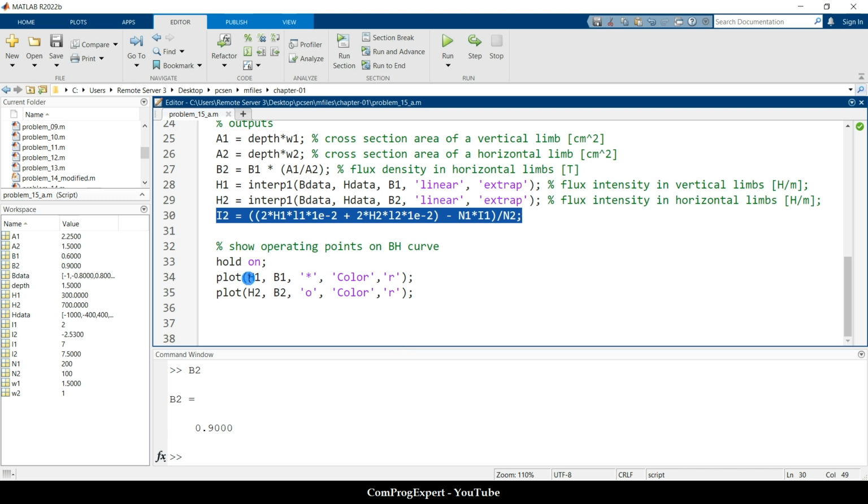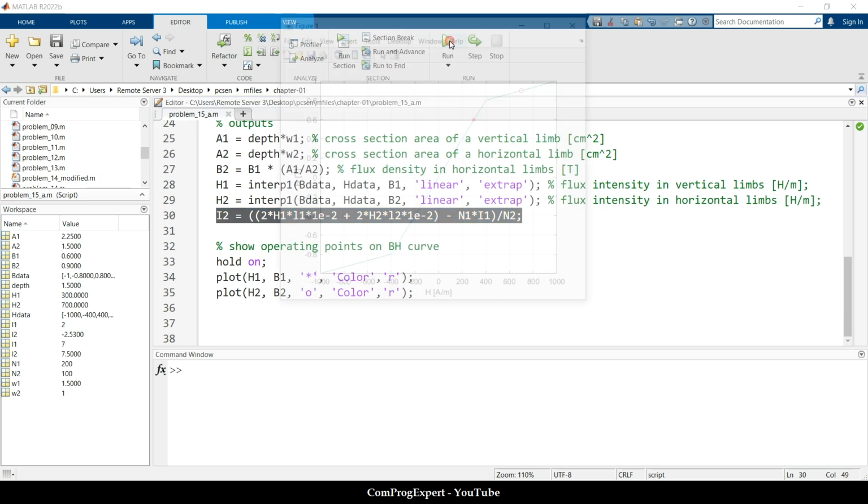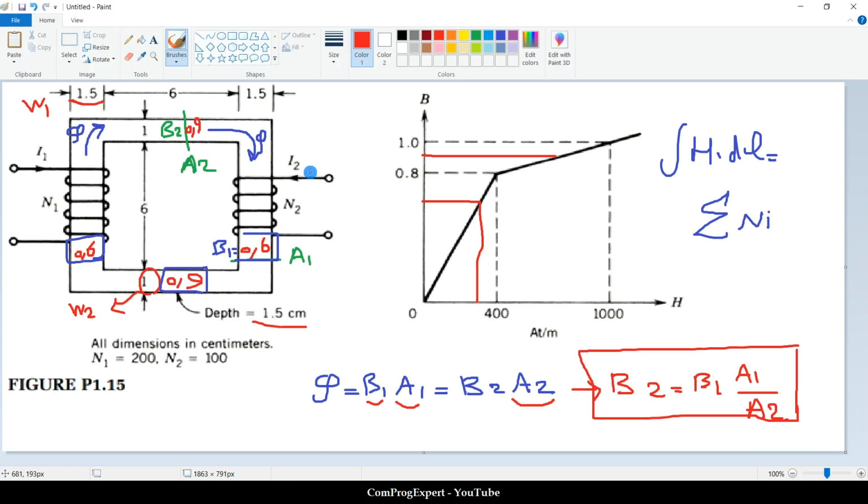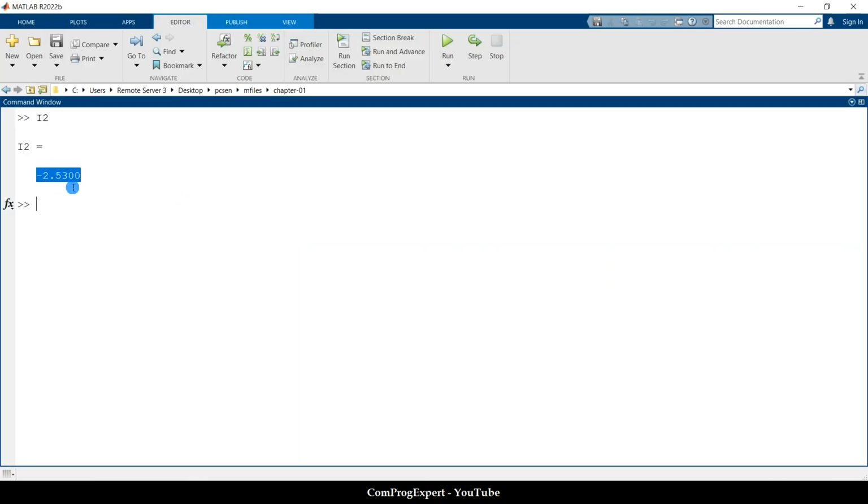So when we know the values of H1 and B1, we can plot the operating point. So let's run the code. What is the value of I2? As you can see, the value of the current is negative 2.53 ampere. So the direction of the current is in this direction, right? We supposed a direction and wrote the equations, but finally we calculated this number. The negative sign means that it is in the opposite direction.